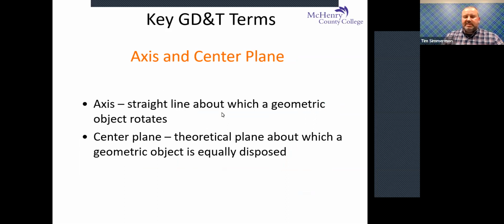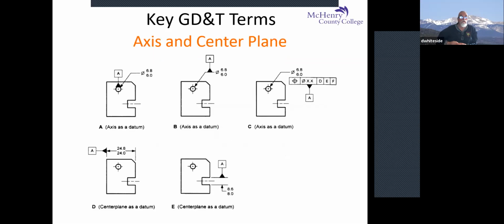We've talked a little bit about axes and center planes. An axis is a straight line about which a geometric object rotates. A center plane is a theoretical plane about which a geometric object is equally disposed. So, fun terms, but the axis is the center line of a round or cylindrical part, and a center plane is just a midpoint between two flat faces. So here are some examples of axes and center planes.